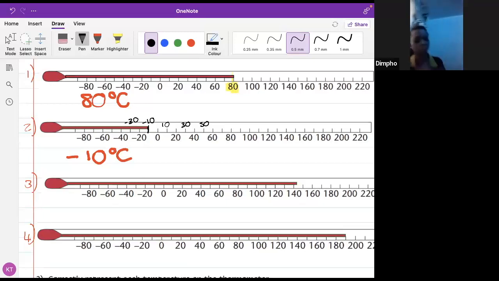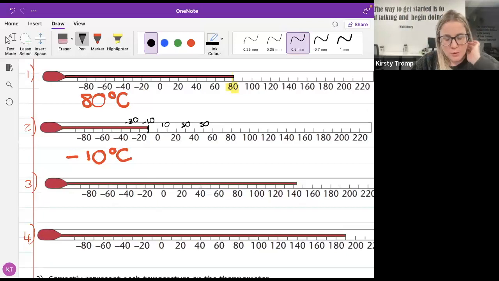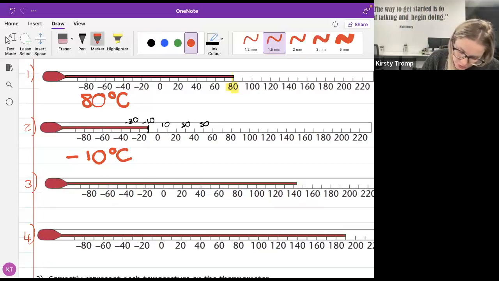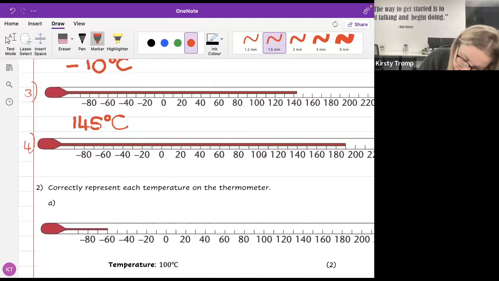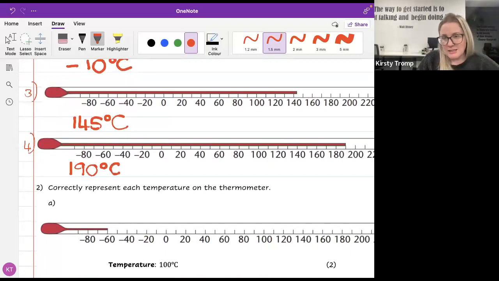Okay. All right. I am going to move on, and we will answer some more questions a little bit later on. So my next one that I'm reading here, I can see that this line is lying just between 140 and 150. So I'm going to say it's about 145 degrees Celsius. If you got 144 or 146, I'd be happy with that as well. All right, and my last one that I've got there, I'm going to say that that last one is 190 degrees Celsius.